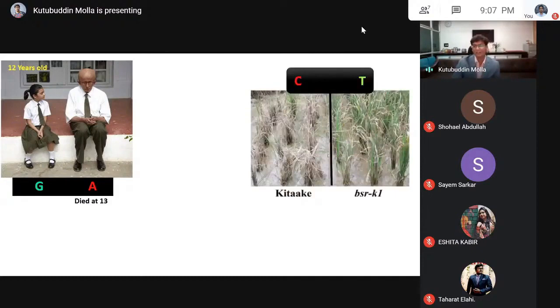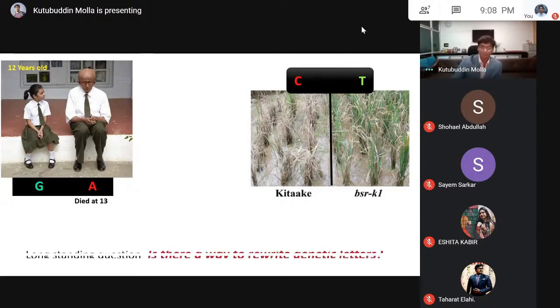Okay. Also, this is another example for plants. This is a Kitaake rice genotype, and this is a mutant. Because of the single difference in a gene, it has a C nucleotide, whereas this one has a T. Because of this difference, this one is less affected with the disease, whereas this is affected more. So this kind of single nucleotide difference could make a huge difference in expression and cause a lot of human diseases and also plant diseases.